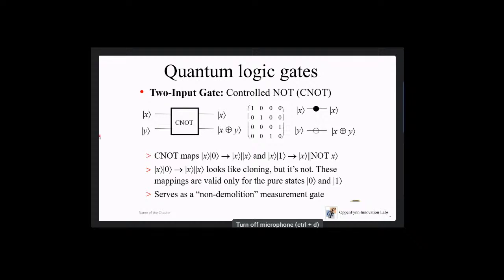So the NOT gate is a single-input gate. It had a single qubit as the input, and it gives a single qubit as the output. There are also 2-input gates. In this case, you have 2 qubits on the input, and then again you have 2 outputs. So this matrix multiplication is represented by a 4 by 4 matrix instead of a 2 by 2 matrix.